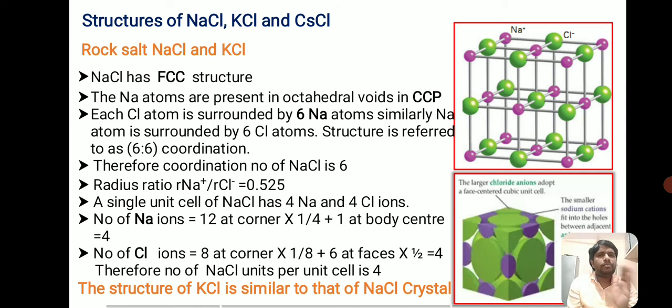Similarly, for chloride ions, the number of chloride ions: here we have 8 at corners into 1/8, plus 6 at faces into 1/2. So it also gives 4. So the number of sodium chloride units per unit cell is 4. Similarly, the structure of potassium chloride is also the same as that of the sodium chloride crystal.